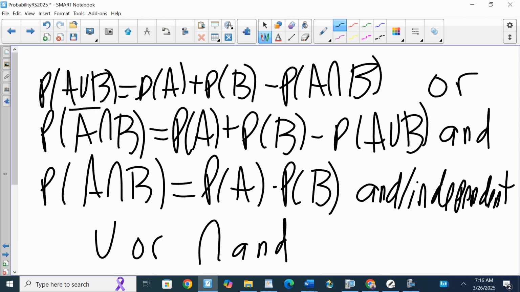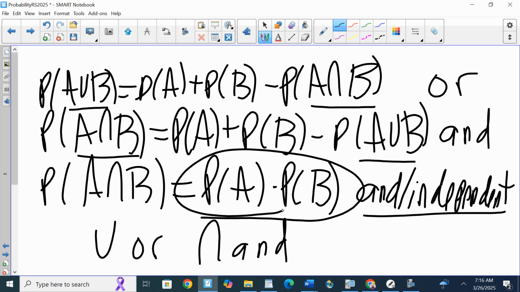If you're finding or, you're subtracting and. If you're finding and, you're subtracting or. And if it's and independent, P of A and B equals P of A times P of B. And that same formula we use if we're determining whether events are independent.